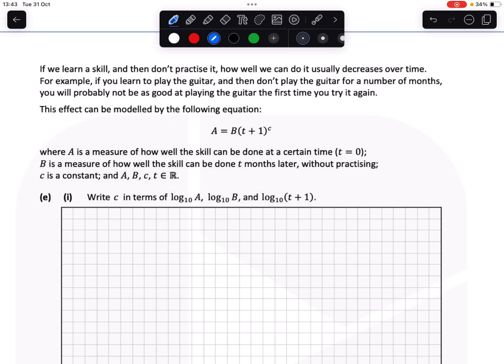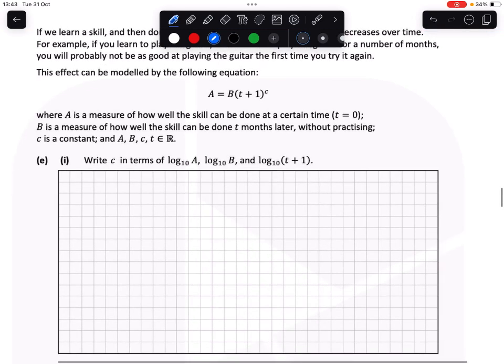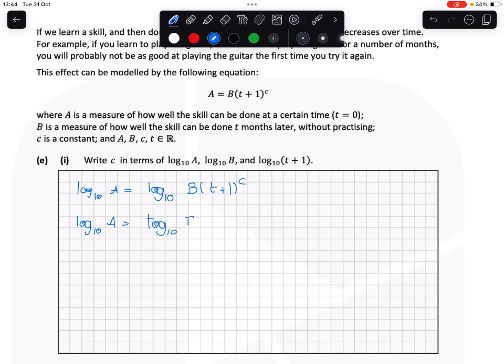Part 1. Write c in terms of log 10a, log 10b and log 10 of t plus 1. So what we want to be doing is taking all of these and putting them into log form. So we have log 10a is equal to the log of 10b, which is multiplied by t plus 1 to the c. Remember our rules of logs. We have log of 10a. This is going to be equal to the log of 10b plus the log of 10 t plus 1 to the c.